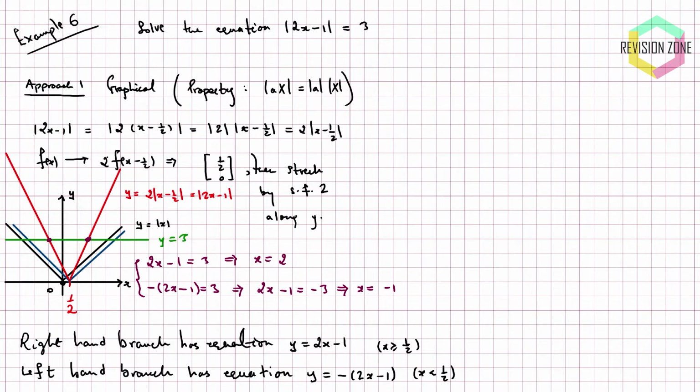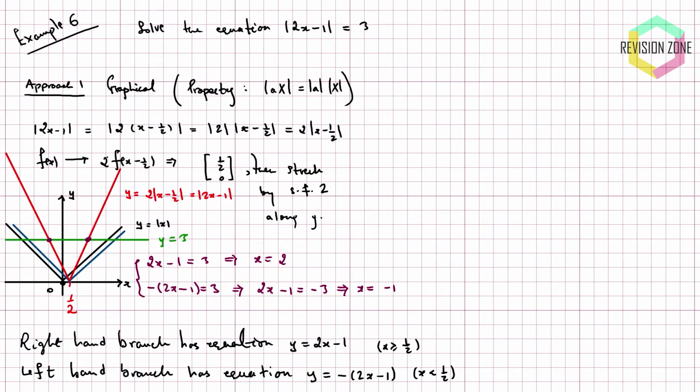So what we've had to do is solve the right branch of our modulus function, which is given by this equation here, valid for x being bigger than a half, with y equals 3, and we get one solution. Now we have to solve the left branch with y equals 3, and the left branch is going to have the equation given by this expression here. So I'm going to set that equal to minus 3, and that's another linear equation, and we can solve that linear equation, and we end up with x equals minus 1.